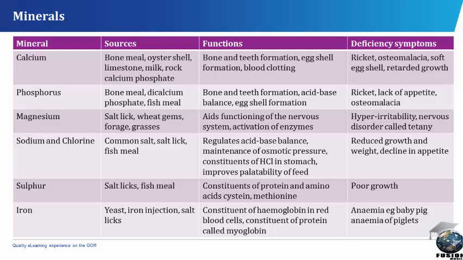Magnesium. Sources of magnesium are salt lick, wheat germ, forage, and grasses. Functions: aids functioning of the nervous system, activation of enzymes. Deficiency symptoms of magnesium: hyperirritability, nervous disorder called tetany.